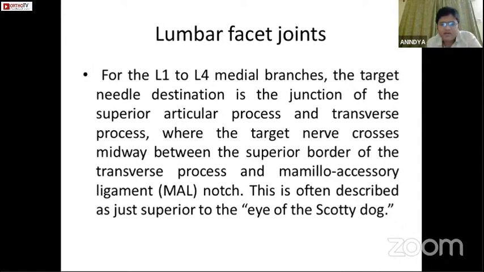So this MAL notch has been emphasized in much of the literature, but it's very difficult to clinically identify it or go for it. So the clinical tip is to identify the ear as well as the nose of the Scotty dog and go for that region, or identify the pedicle and go superiorly. So this is often described as the superior to the eye of the Scotty dog.